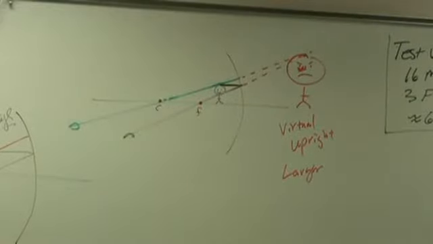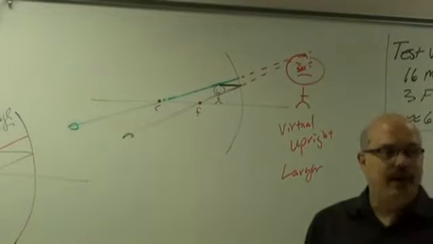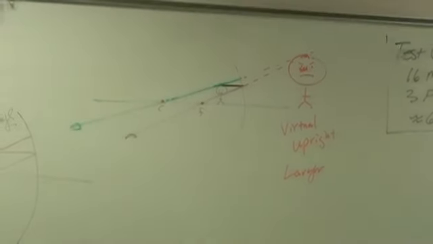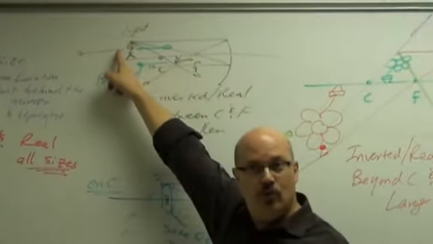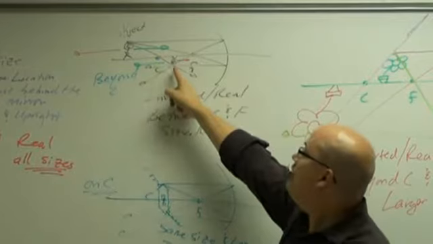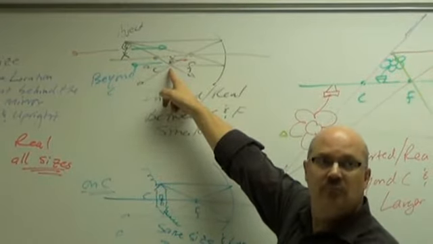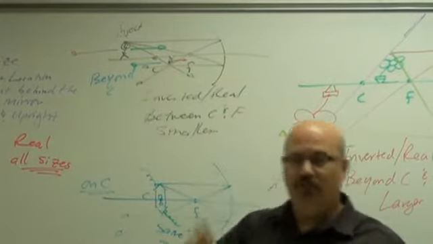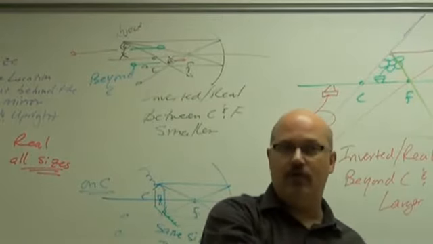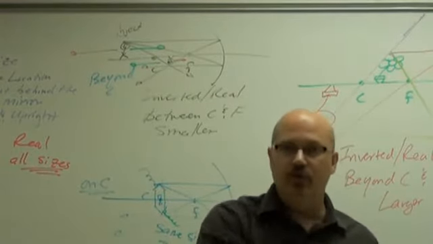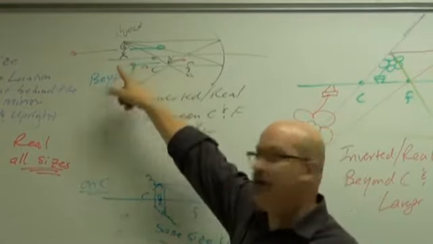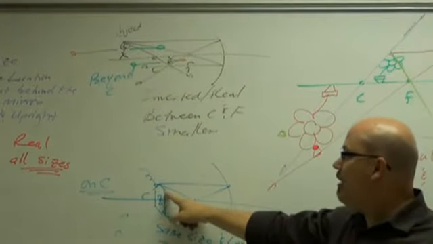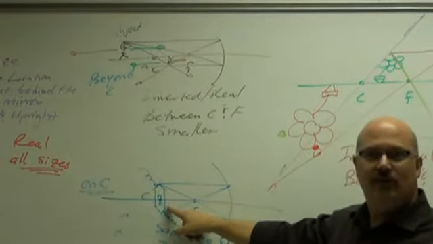Now, here's a kind of a crazy thing. If you're standing here, if that's you, can you see this image? Yeah, but you would be looking downward to see it, right? Because it would be below your feet if that's where you were standing. If you were standing here, could you see this image?